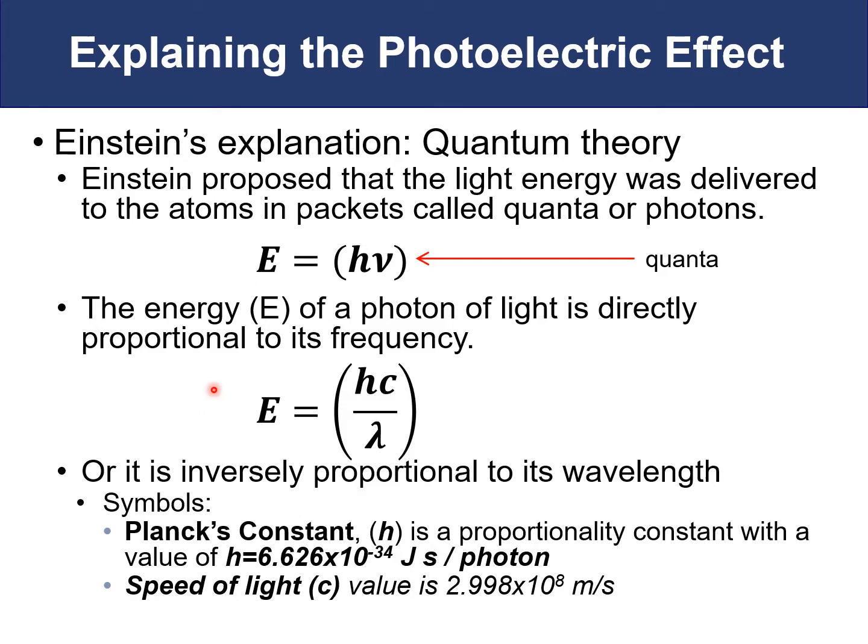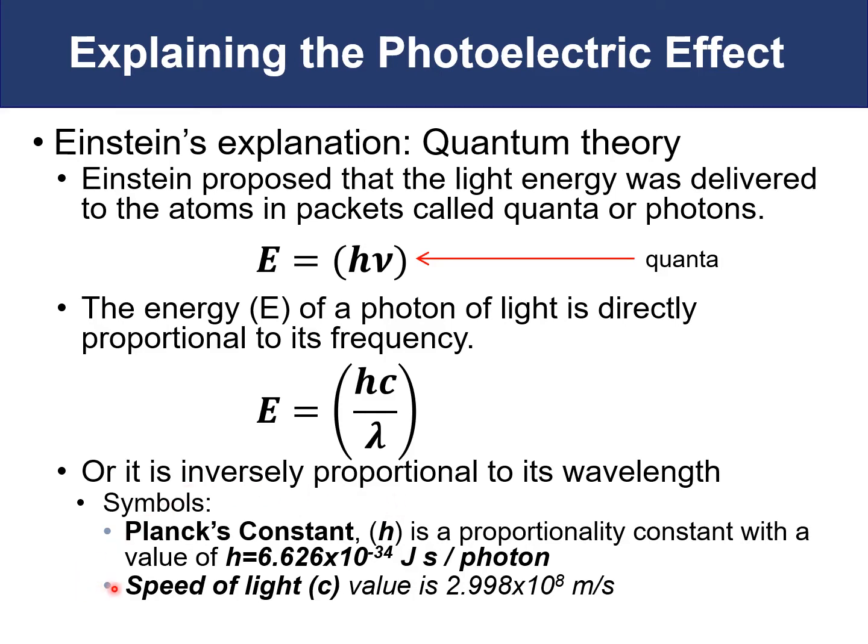We could also write this in terms of wavelength because, again, wavelength and frequency are inversely proportional to each other. So we can write out the energy of a photon in terms of wavelength and use this particular equation here. Energy is equal to Planck's constant times the speed of light divided by the wavelength. Again, it is the speed of light that is the converting factor between our frequency and our wavelength. The symbol for Planck's constant will be an h, and it is a proportionality constant.